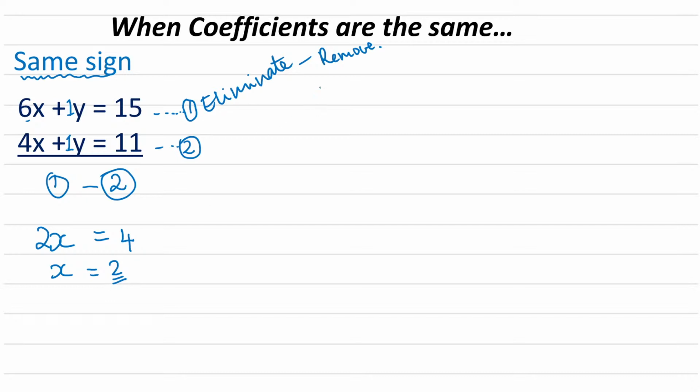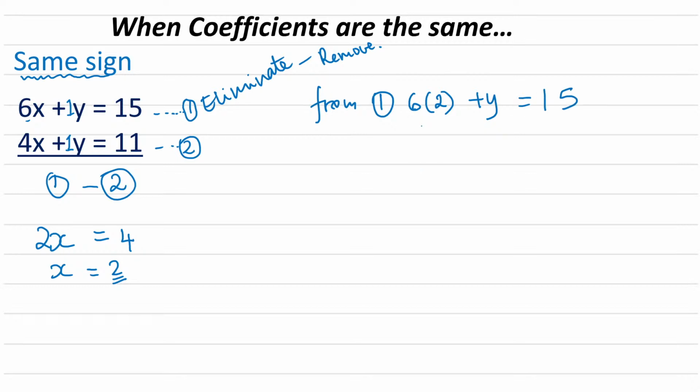So we can say from 1, we're going to put x in there. We're going to substitute. It means we're going to put the value of x into the equation. So from equation 1, we got 6, and then our x is 2. So it means 6 times 2. And then plus y equals 15.